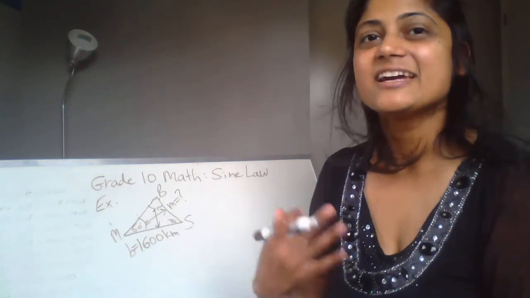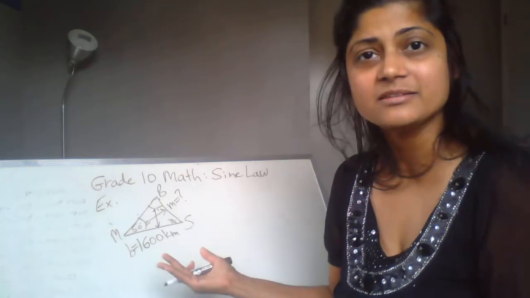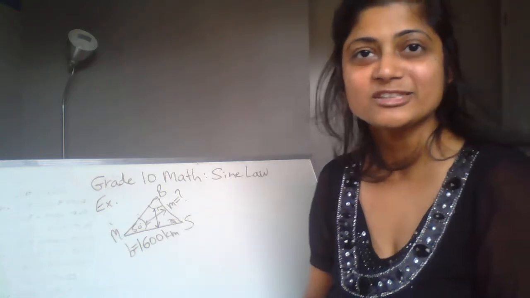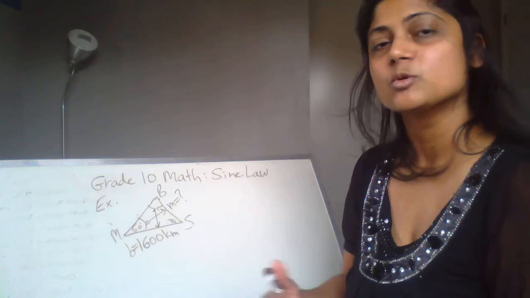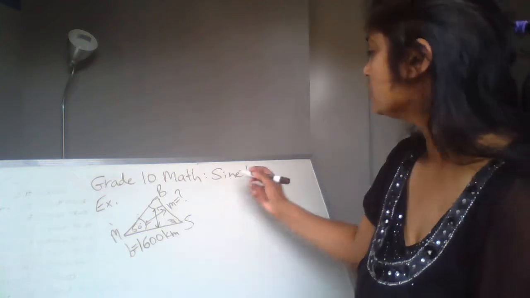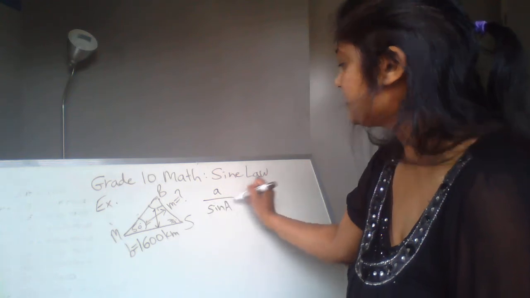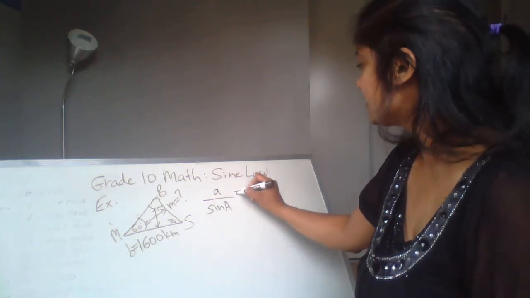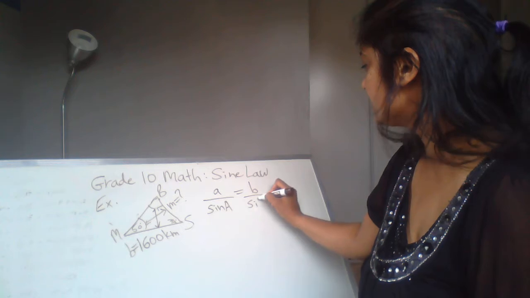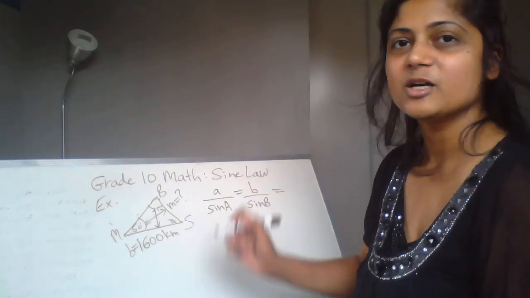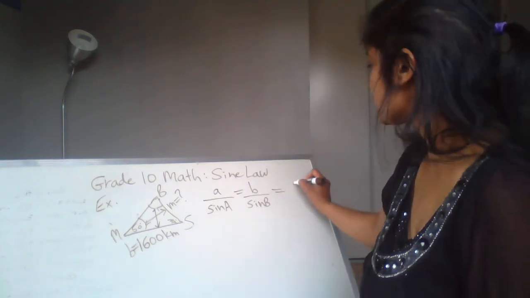My name is Jag, and today we're actually going to cover grade 10 math, and the topic is going to be on the sine law. So first, I'm going to write out the formula for the sine law. So let's write it on the side here. Okay, so it's a over sine A, just like that, equals b over sine B, and c over sine C.